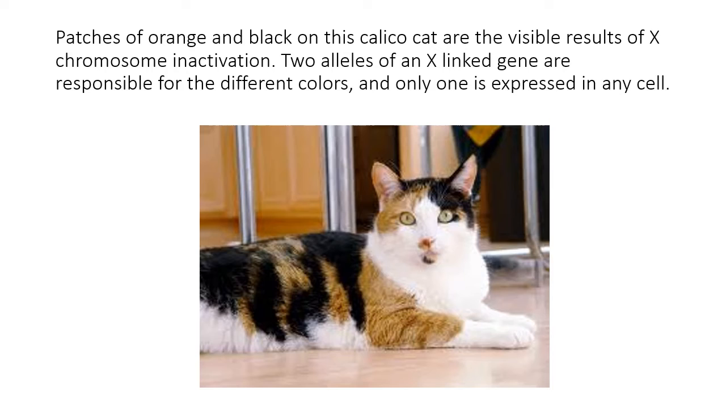So female calico cats are a very visual way of showing what X chromosome inactivation leads to. The female cat has patches of black and orange fur according to which X chromosome is active in those particular cells. Okay, this is a result of 2 alleles of an X-linked gene, which are responsible for the different colors, and only one, of course, is expressed in any cell. So she's genetically overall heterozygous for this, but each cell only expresses one of those genes.